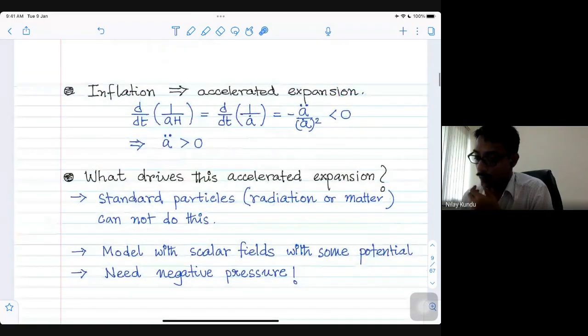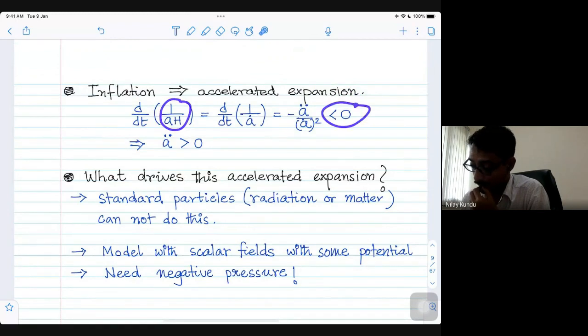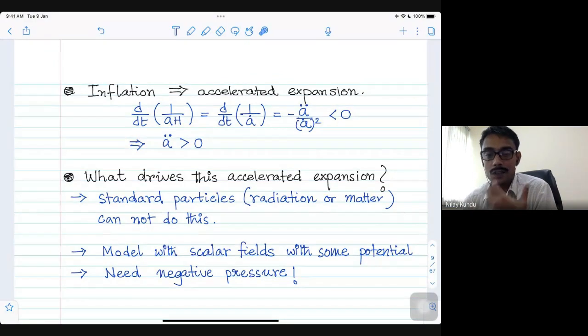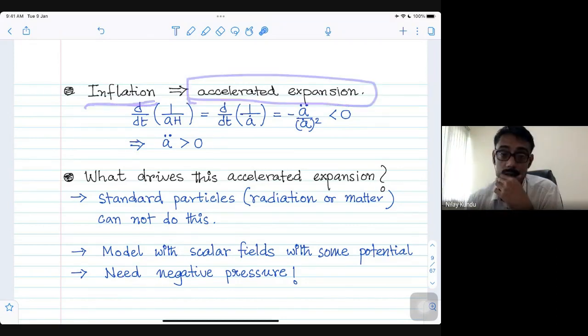And so for inflation, this 1 over aH should decrease, so d/dt of that should be negative. As you can see, d/dt of this thing is given by minus a double dot over a dot squared. Now a dot squared is a whole square, so it has a definite sign, so a double dot has to be greater than 0. So a double dot is the acceleration with which our universe is expanding. So inflation was an accelerated expansion.